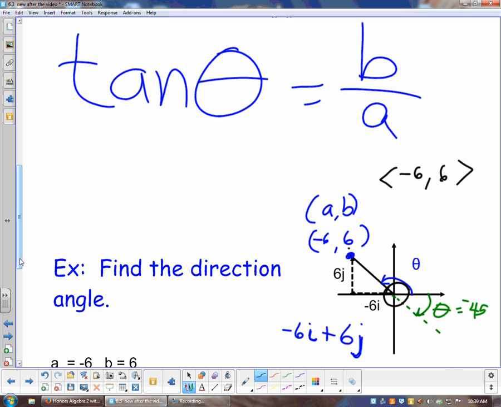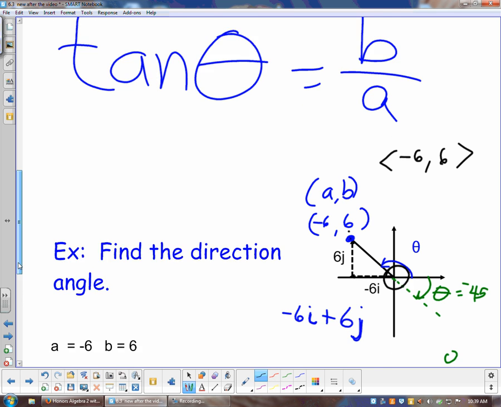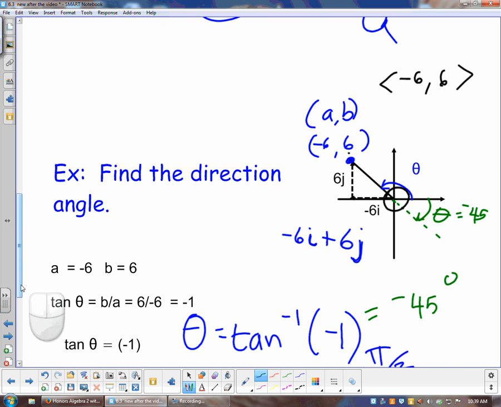If we want to find the direction angle, we can say that the tangent of theta is equal to b over a. So that would be 6 over negative 6, which is equal to negative 1.